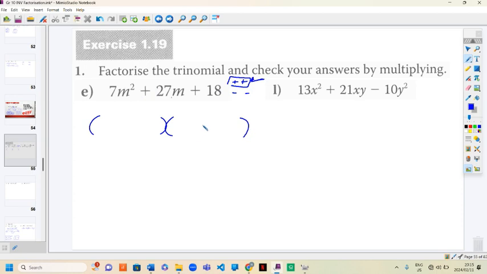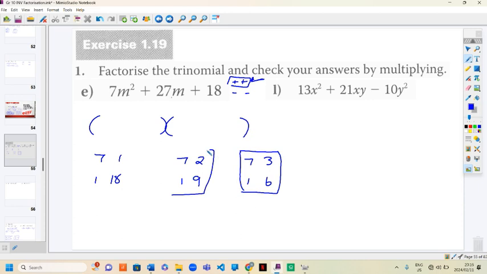Let's check this out. I know I need to get the factors of 18. Factors of 18 quickly are 1 and 18, 2 and 9, 3 and 6, and there we go, and we stop there. And then the factors of 7, so 7 and 1, 7 and 1, 7 and 1. Let me draw boxes around those. There's my boxes. Boom, boom, boom, boom.